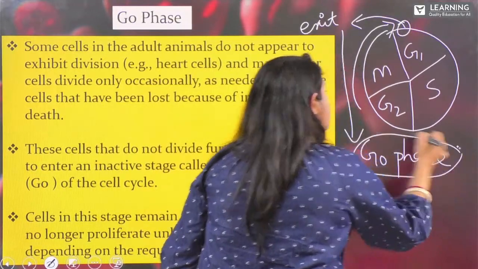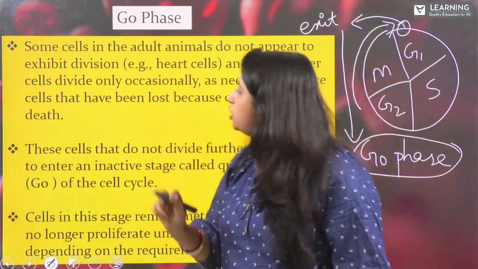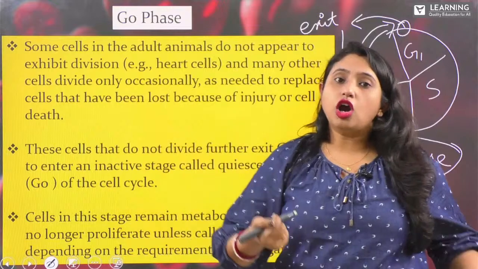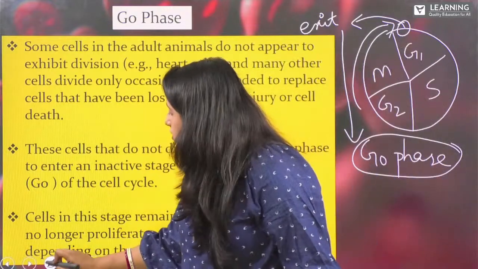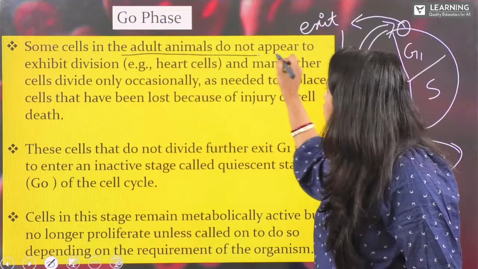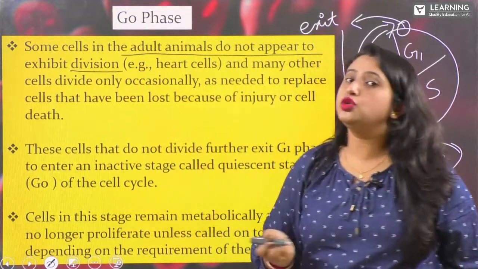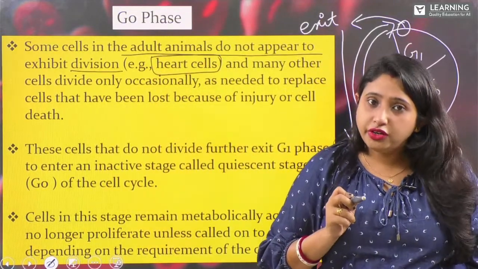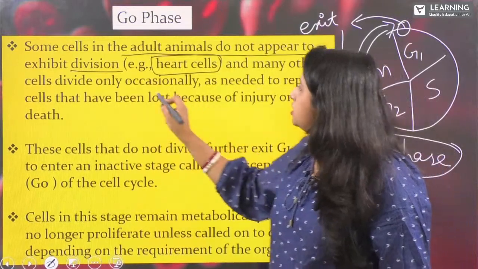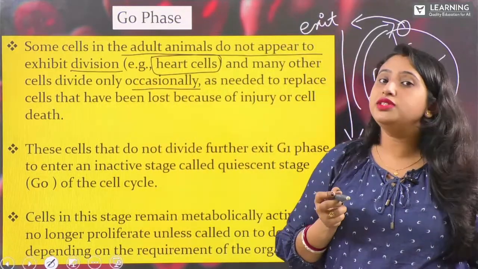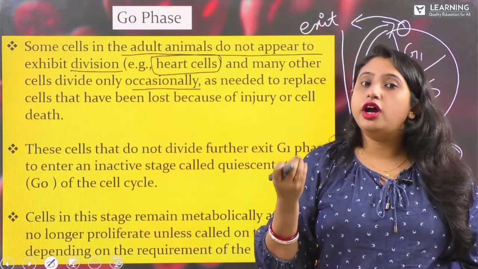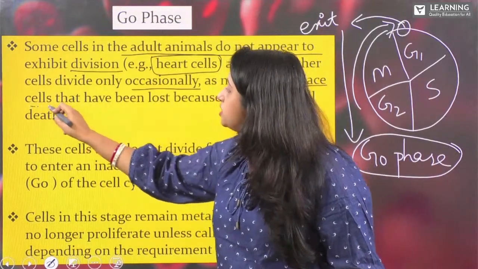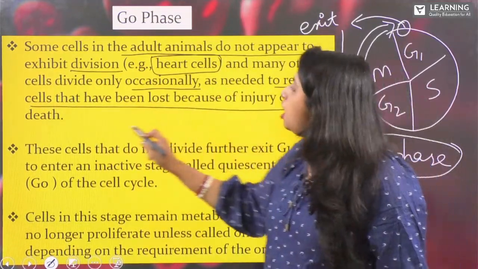The G0 phase is also known as the quiescent phase, because here the cell stops dividing. Some cells in adult animals do not appear to exhibit division. An example is our heart cells. They do not divide after a certain period of time. Many other cells divide only occasionally, like nerve cells, as needed to replace cells that have been lost because of injury or cell death.